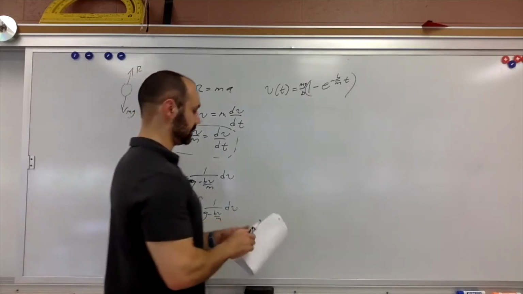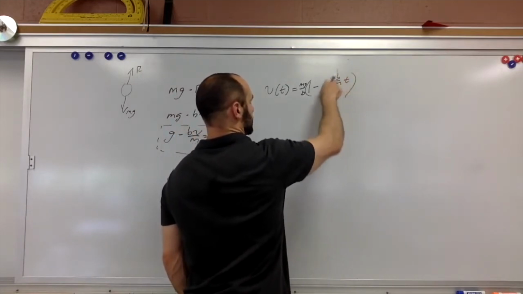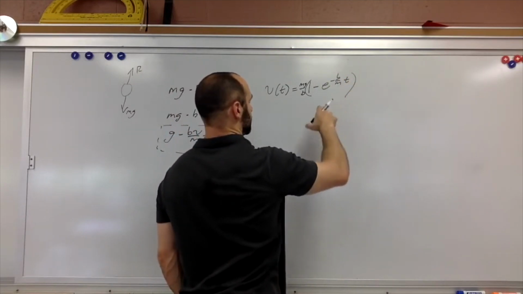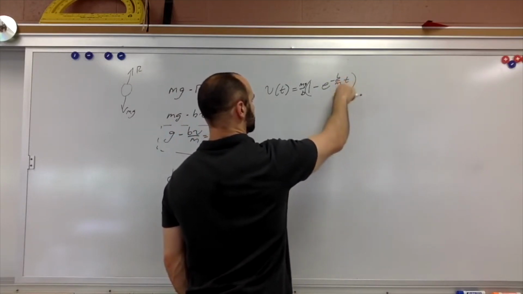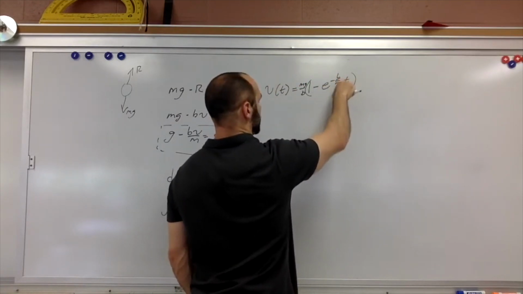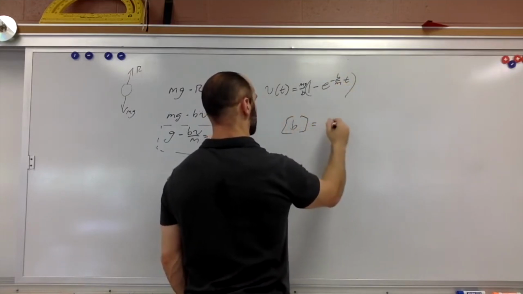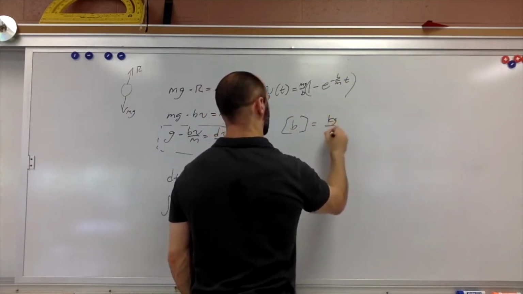So what are the units of the quantity b? Well, b over m times t has to cancel out and have no units, or rather, b over m has units of inverse time. So this is being divided by kilograms and multiplied by time. So b has units of kilograms per second.